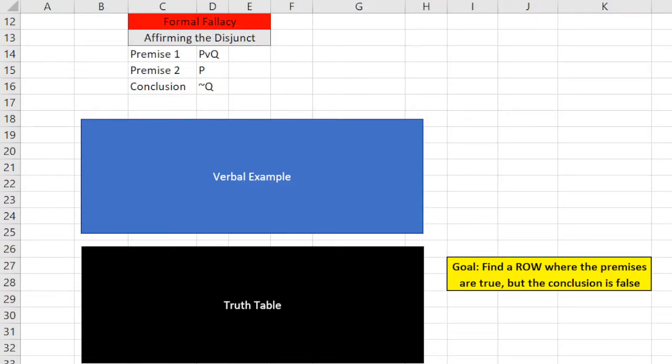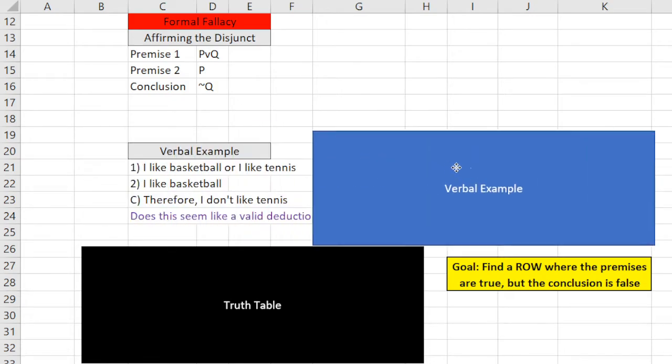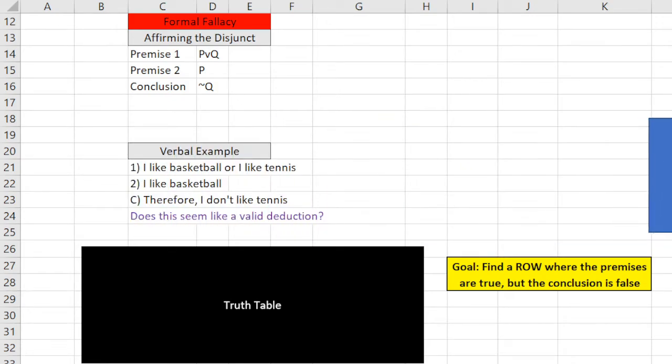In this video, I'm going to do Affirming the Disjunct and show why it is a formal fallacy using a truth table. So affirming the disjunct has a certain form. The form of this is P or Q. Premise 2 is P, and therefore we conclude not Q. So abstractly, it doesn't look like there's much going on here, and maybe it's hard to see the problem. Let's look at a verbal example, and that may help.